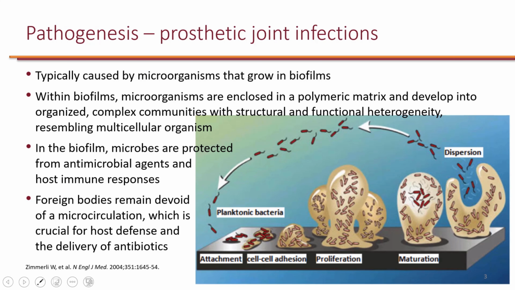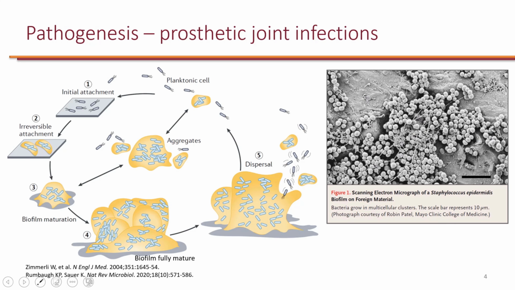The primary reason for the protection inside the biofilm is essentially the fact that there is no blood microcirculation inside the biofilm in order to deliver antibiotics and host defense cells. In addition to Staphylococcus species, Pseudomonas is also very capable of forming biofilms. There are several steps in the life cycle of a biofilm.